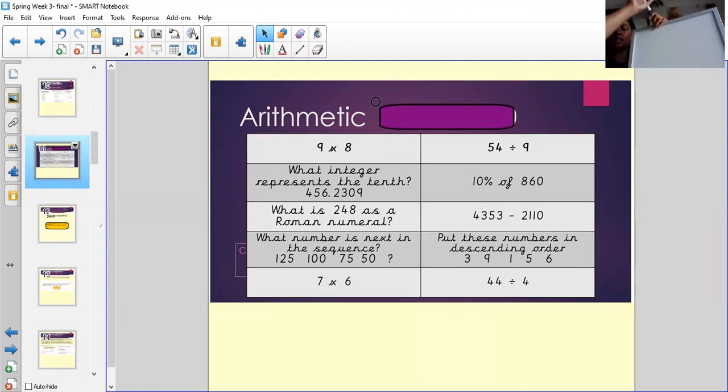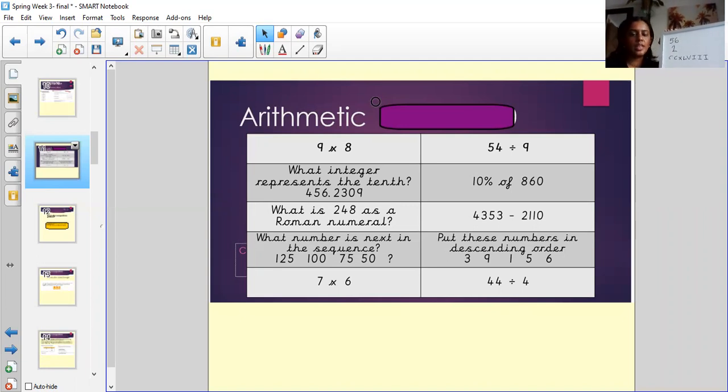So have a look. 9 times 8 equals 56. What integer represents the 10th? The answer to that is 2. What is 248 as a Roman numeral? CCXL. VI. What number is next in the sequence?